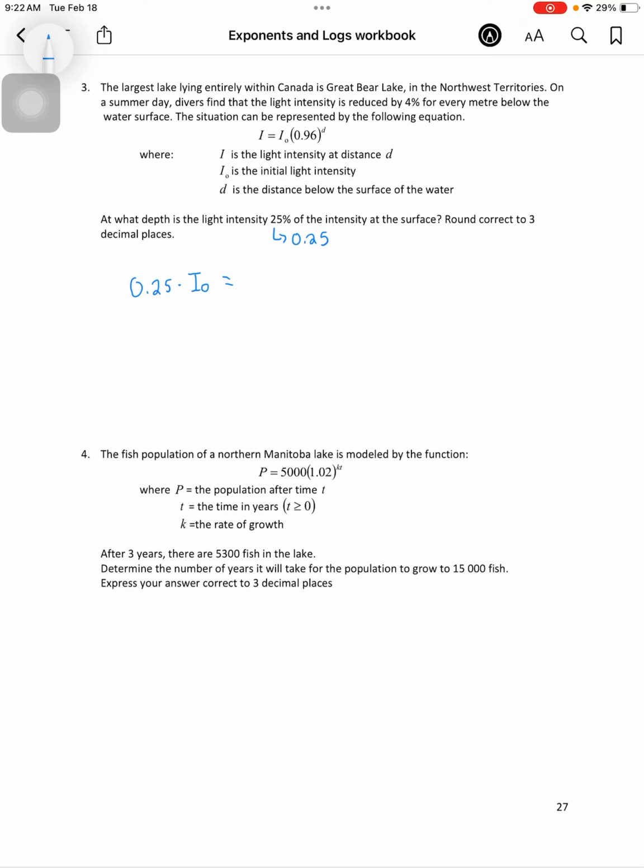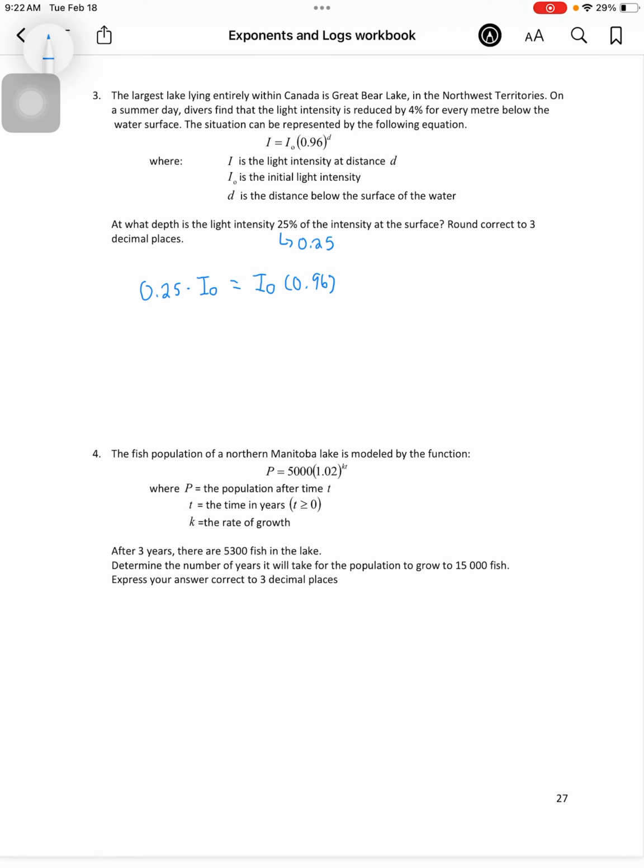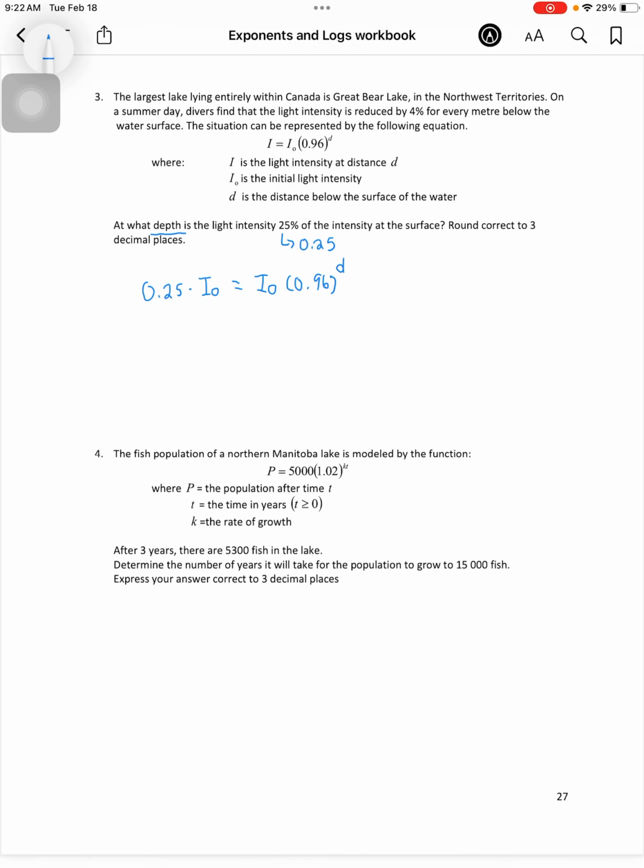And now we fill our equation. We don't actually know what I0 is, so we're just going to relabel it again. I0 times 0.96, not times the letter d, to the exponent of d. And now, what are we looking for? So it says at what depth? So here, we're looking for d equals question mark, and that matches our equation.